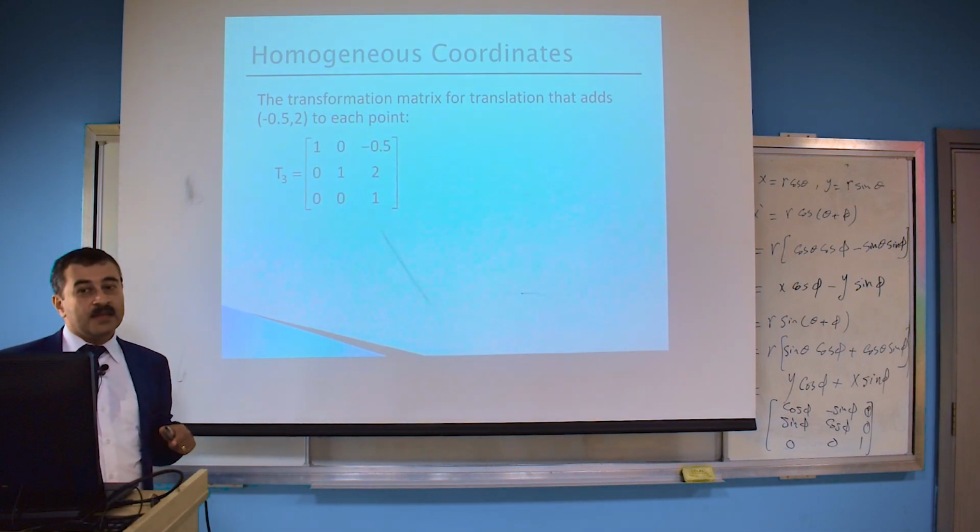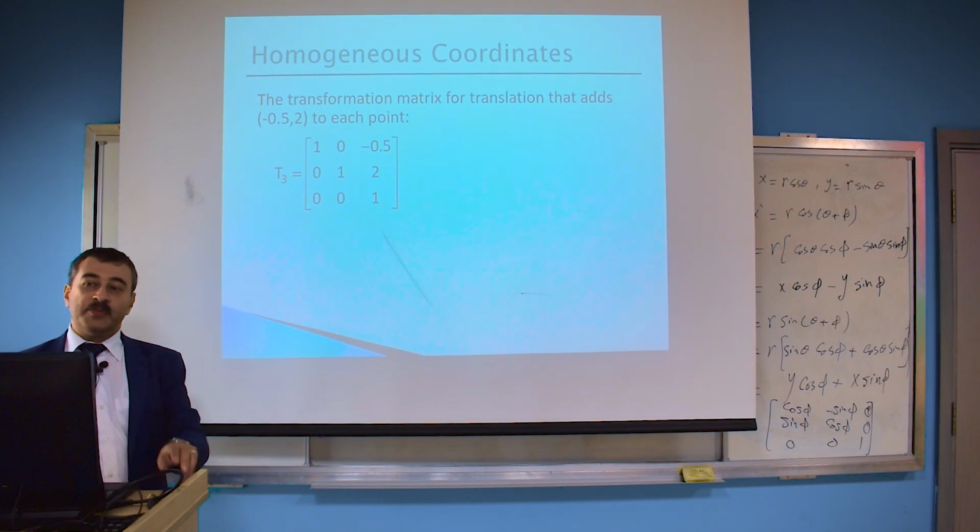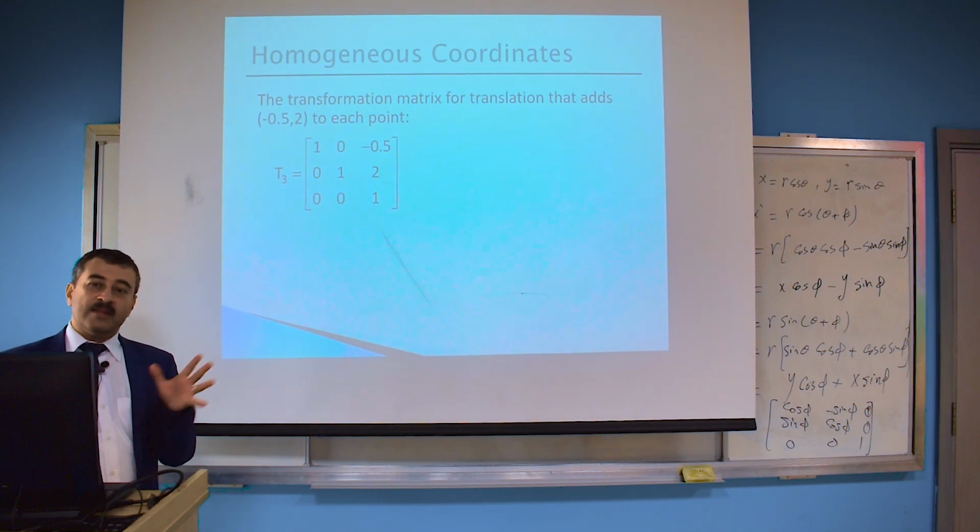Right? How to write the composite transformation? You multiply the three matrices.